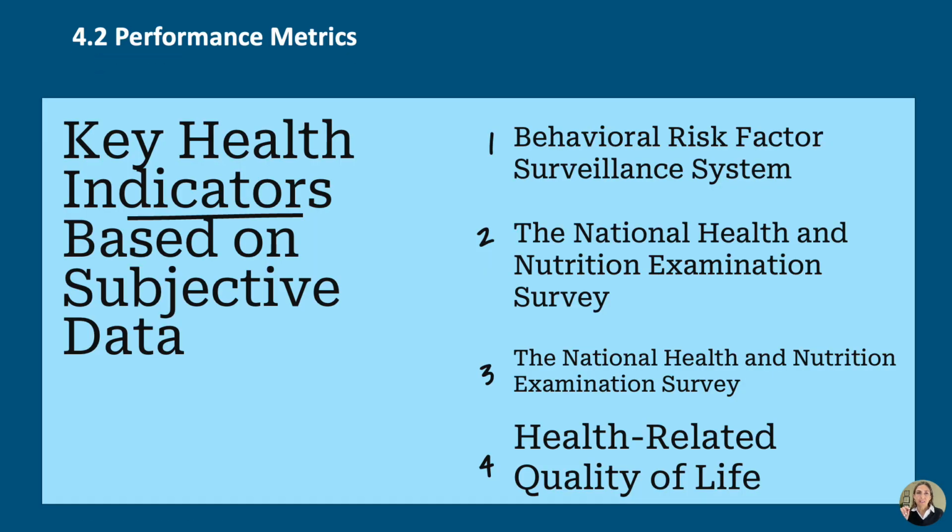So key health indicators are based on subjective data. So when we're talking about this behavioral risk factor, this is used in research, and again, public health nurses are using this research then to make changes within the communities and on policy levels. The first step is really being able to collect this and publish it and then move forward from it. So the Behavioral Risk Factor Surveillance System is a health-related telephone survey, and data can be obtained from this.